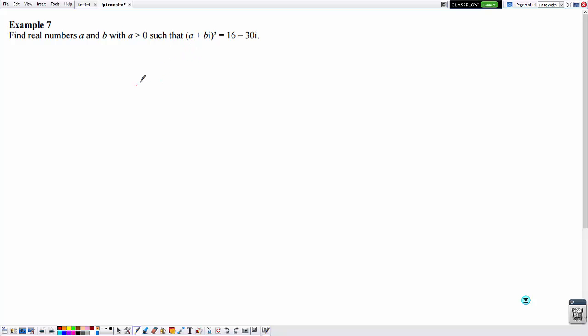So let's multiply this side out. What do I have? I've got a plus bi squared. Of course, that means it's a plus bi, a plus bi.